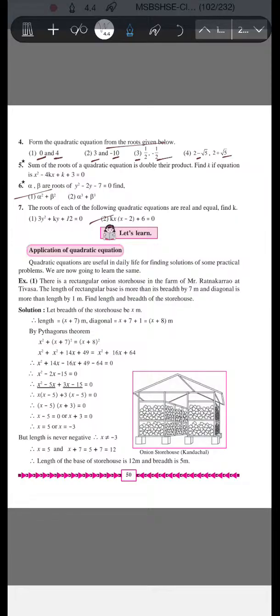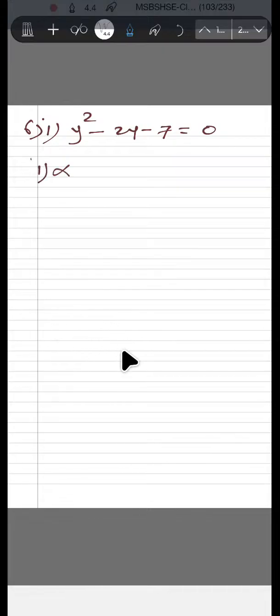Yeah, it is a star form question, and it is a bit challenging; mostly students face some challenges to solve such a question. So I will take here question number 6, and the question is y square minus 2y minus 7 is equal to 0. We have to find alpha square plus beta square. What will be the answer? Okay, so let's start. What does the question say? Find alpha square plus beta square.